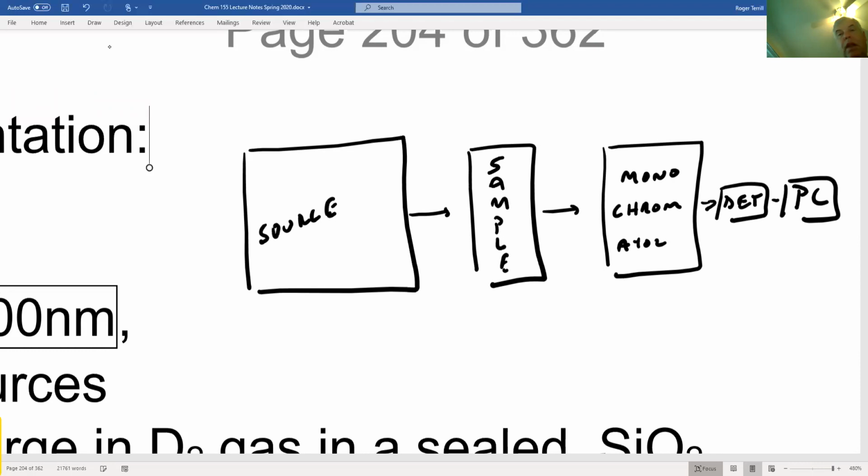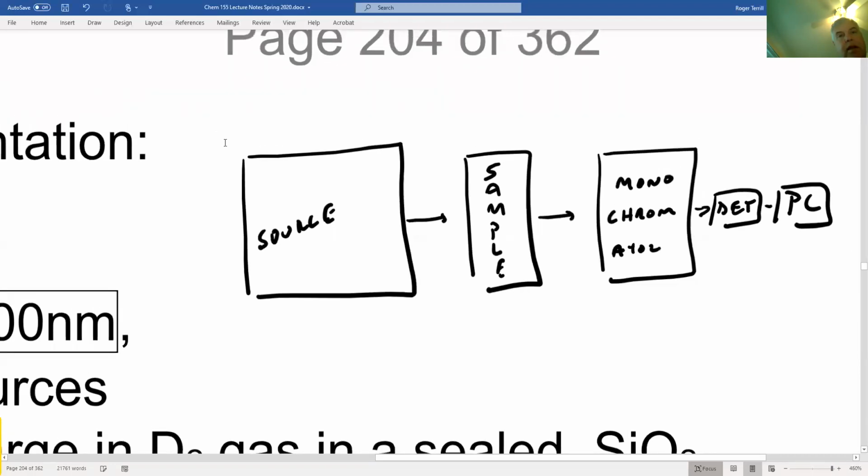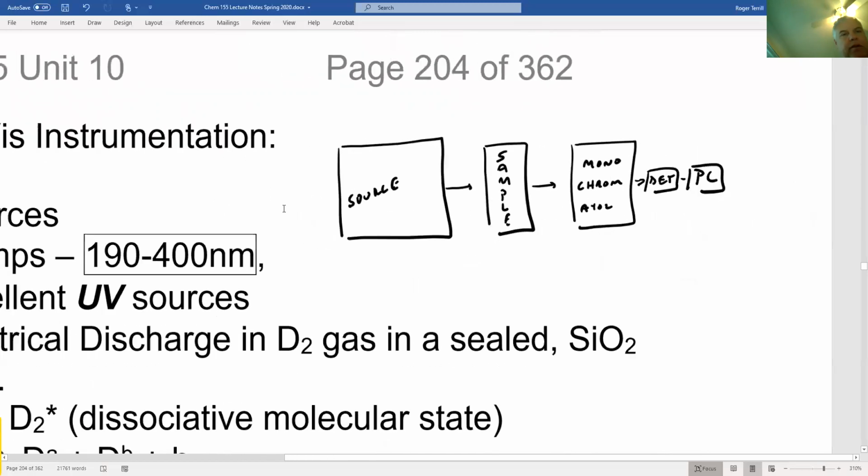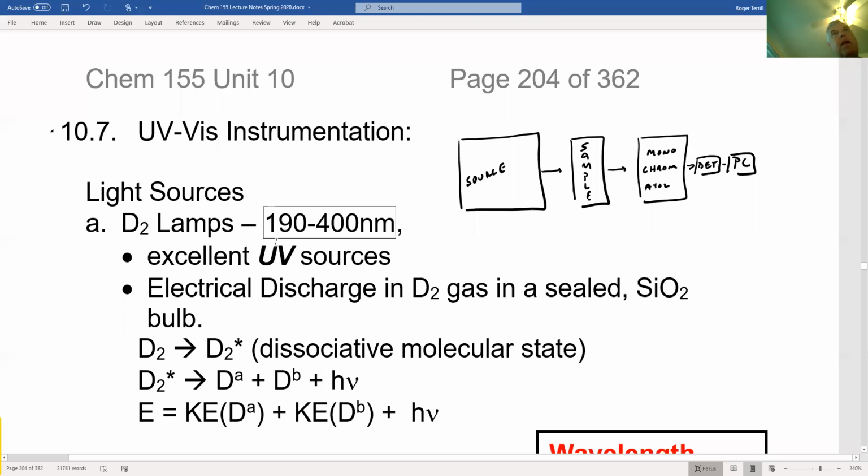And it's fairly straightforward from that perspective. Let's look at some of the details. For example, the source. Very commonly contains a deuterium lamp, if you want ultraviolet. And the deuterium lamps have a continuum of ultraviolet, which is a little bit unusual. That's because basically you're making a bunch of states in the D2 population. And a lot of them can fall apart or recombine, basically.